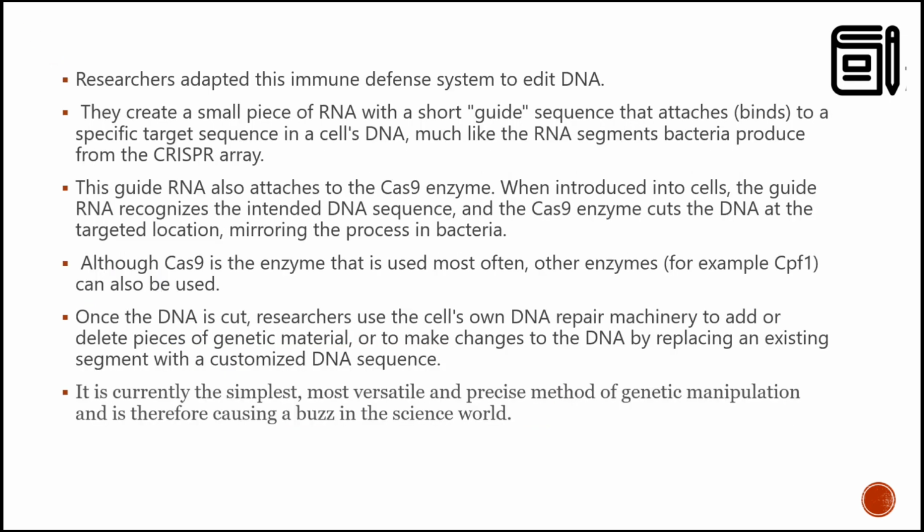We have discussed the principle behind the CRISPR-Cas9 system, and researchers have adapted this immune defense system to edit DNA. Here, what they do is create a small piece of RNA with a short guide sequence. This is called the guide sequence, which binds to a specific target sequence in a cell's DNA, like the RNA segment bacteria produce from the CRISPR arrays.